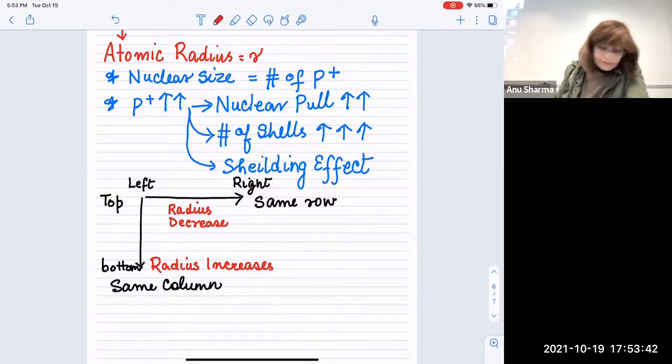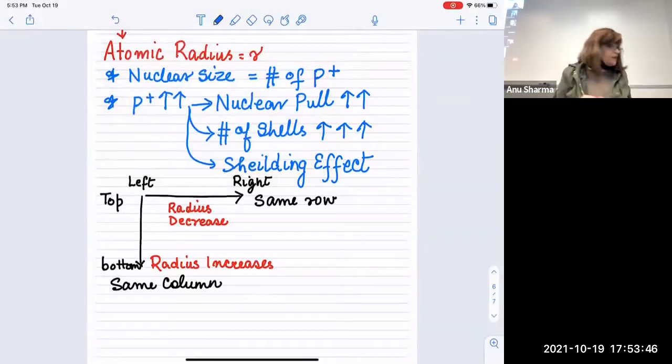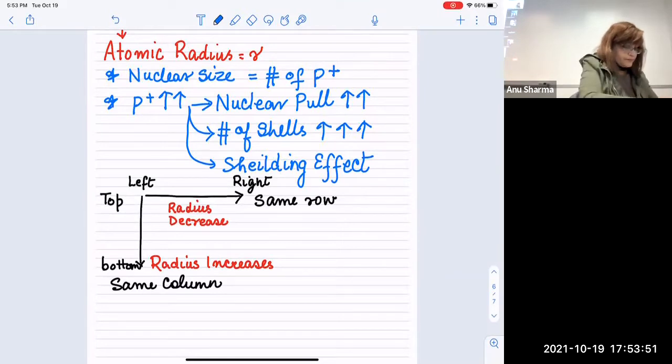now. Let's look at these elements that are in the periodic table. Give me 1 minute.